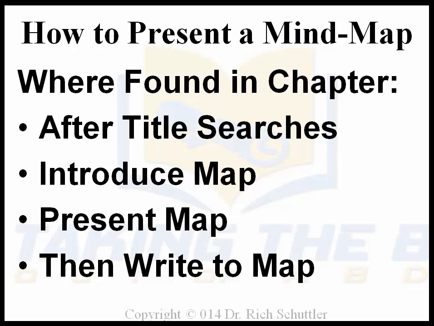Let's just say, for example, that you are going to do a quantitative study with one dependent and 3 independent variables. Write to the dependent variable first with its own mind map. Then as you get to the first independent variable you're going to write about, do basically the same thing. Introduce the map in a narrative, present the map in a figure, then write to that map. Then go on to the next independent variable.